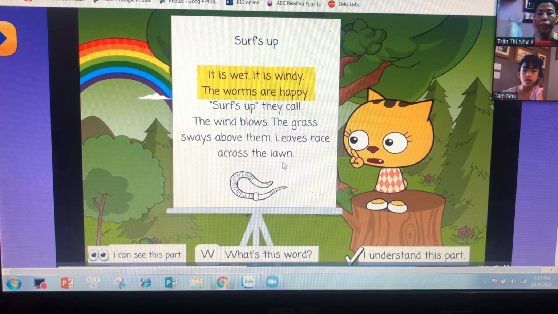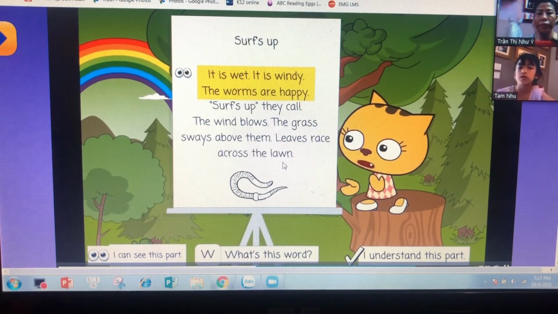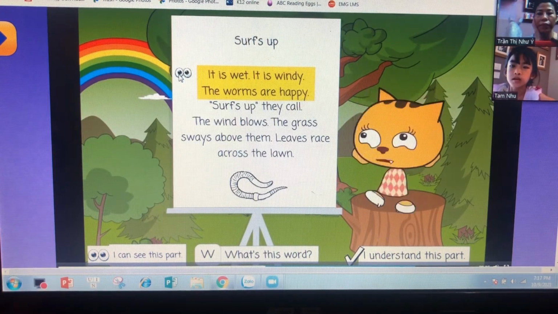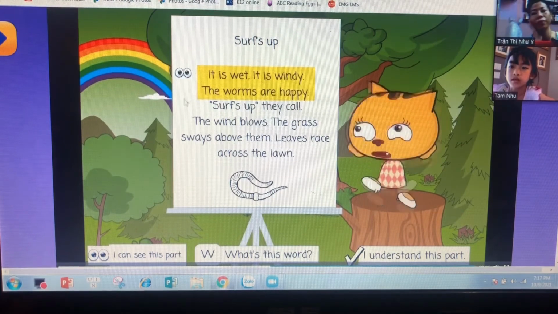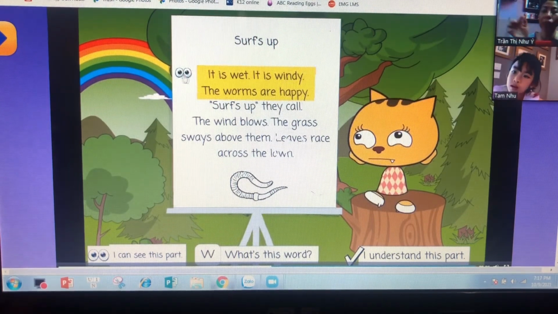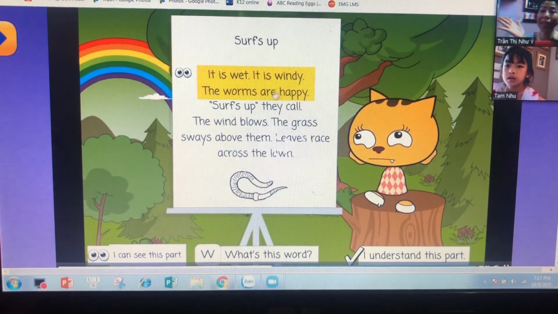I woke up to a very wet and windy morning recently. So I am going to put an I can see this part think mark. I can picture exactly what kind of day this is. Okay, so the cat put the eyes here because they understand. It's wet, it's windy, the worms are happy. So understand clearly. They can see what happened, so they put their eyes.